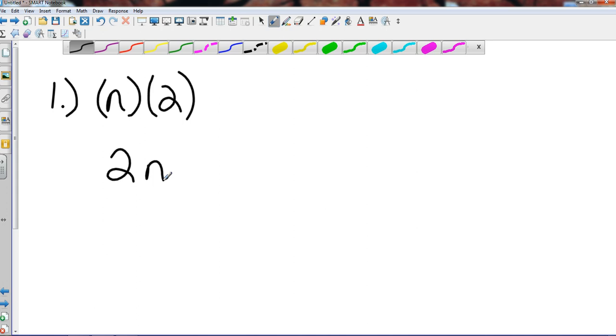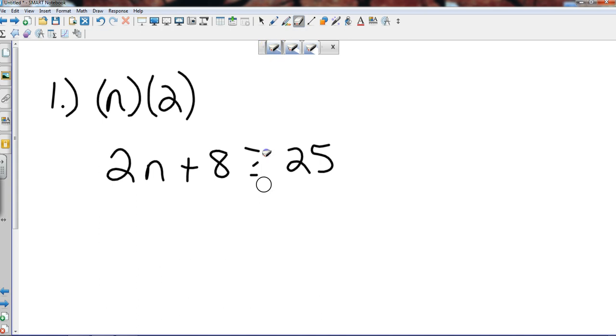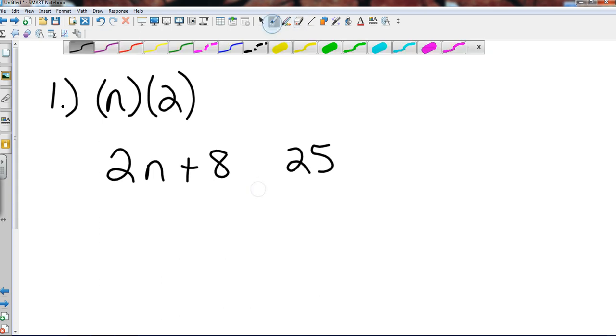Plus 8. Okay, now keyword here is at most. What does at most mean? Has to be less than or equal to. So we end up with 2n plus 8 is less than or equal to. I went the wrong way. Thank you so much. Okay, 2n plus 8 less than or equal to 25.